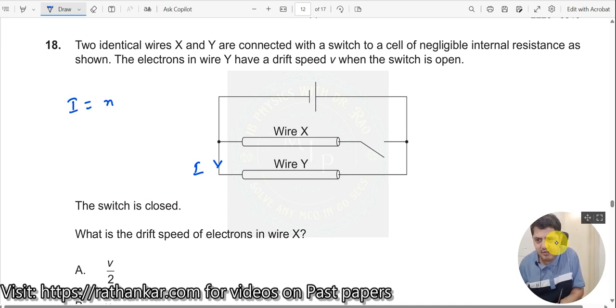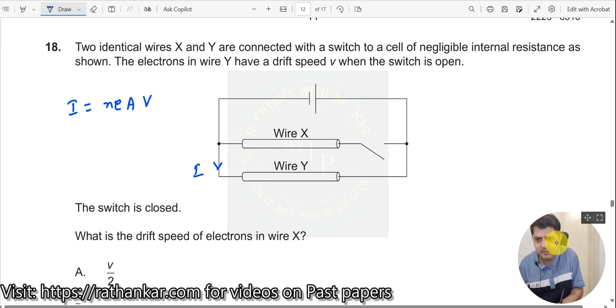I is equal to nEAv_d. So here let me write v_Y over here. Next, when the switch is closed, what is the drift speed of electrons in X? When the switch is closed, now what will happen? The current I here will not be the same, the current will be more, right?